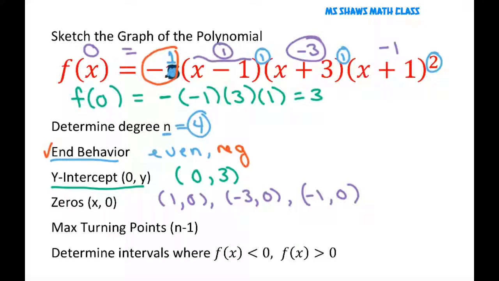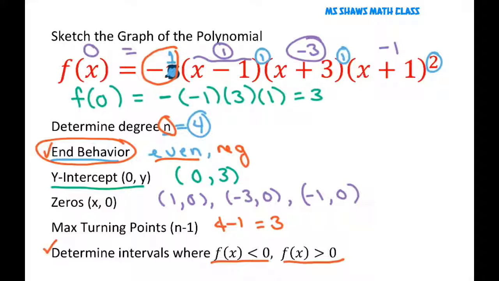All right, our maximum turning points is you take your n here, which is 4, and subtract 1. So we have at most 3 turning points. And this last bit we're going to do after we graph. We're going to look and see where f of x is negative, and where our y is positive. So let's go back to end behavior.